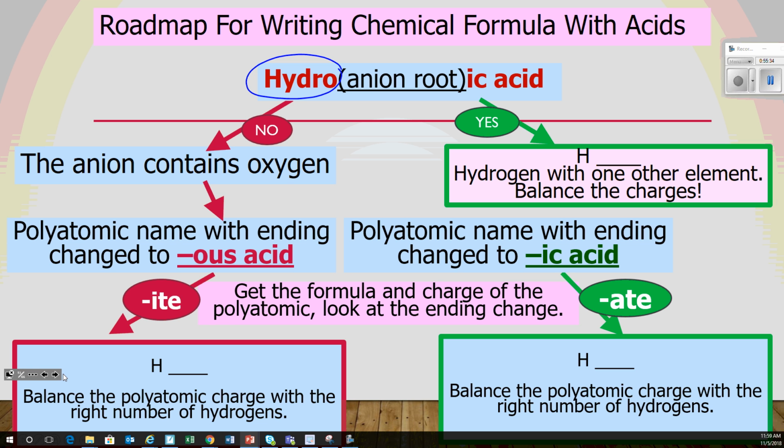That means if it ended in OUS acid, it was an ite as a polyatomic, and I'm looking for that polyatomic to put with hydrogen to balance out the charges. If it was an ick ending, then it was an ate polyatomic. So I'm looking for that polyatomic with the ate to put with hydrogen to balance out the charges. Okay, so you're drawing now a roadmap on how you're going to name. You're drawing that. That's your roadmap. So that first one is, does it have hydro, yes or no?